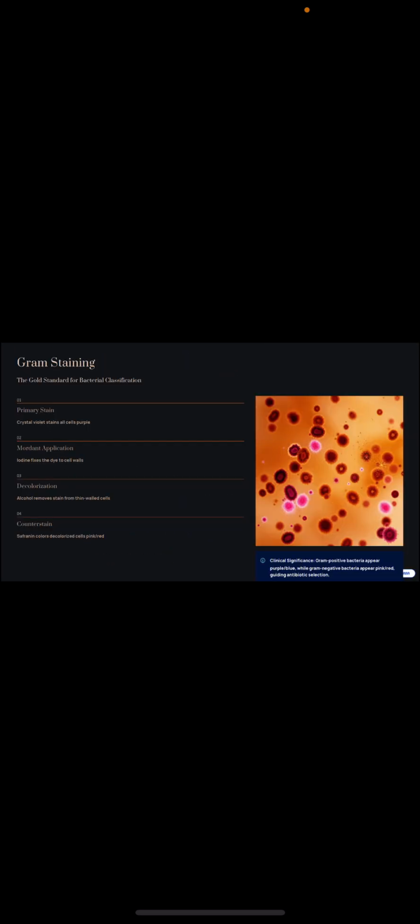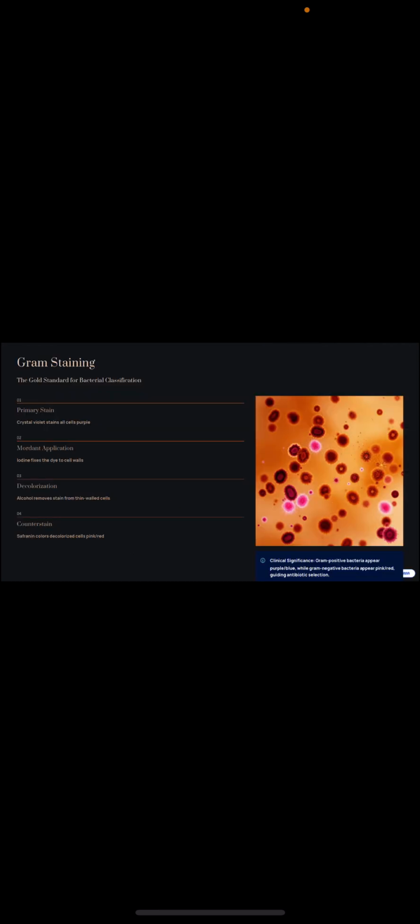Okay. Now, what is the purpose of differential staining? Differential staining is to differentiate between groups or components. For example, gram staining is a differential staining method.